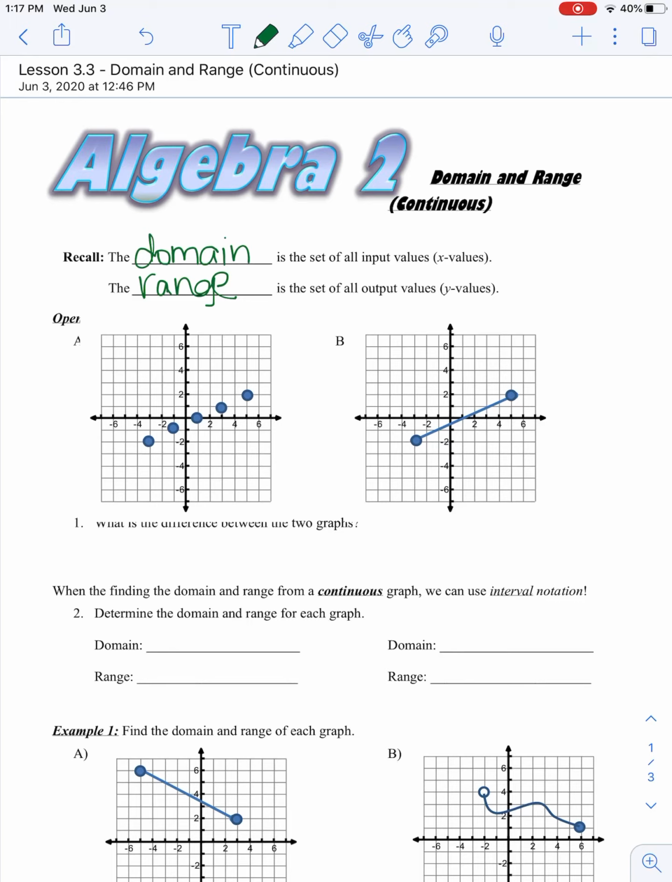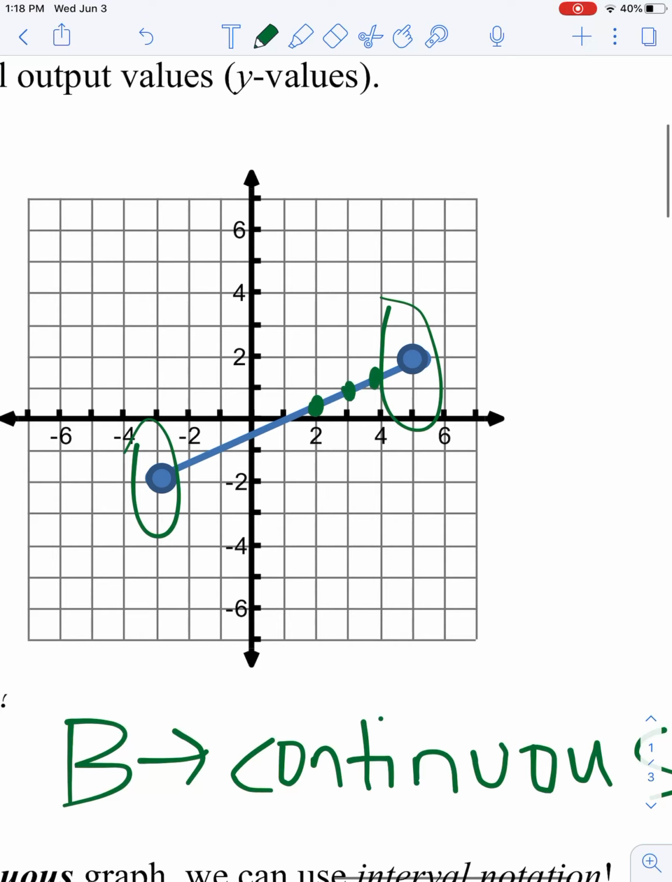So the difference here is that in graph A, this is what we would consider to be discrete. Discrete means that we have distinct points, as you can see, 1, 2, 3, 4, 5 points. In graph B, we call this continuous. Now, if I ask you how many points there are, some of you might think 2. That's wrong. Actually, there's infinitely many points to make up a line, as you know.